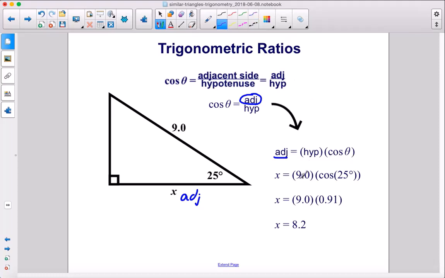So let's plug in our numbers. The hypotenuse is 9.0, and the angle here is 25 degrees, so we'll plug in 25 degrees for theta. We use a calculator, we see that cosine 25 degrees is 0.91, multiply that by 9.0, and we get x equals 8.2.